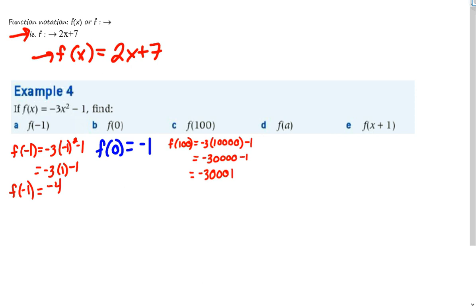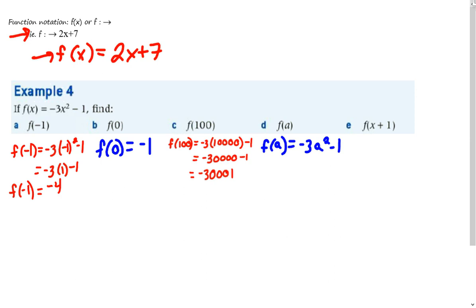Plugging in a, for that one, it's just like plugging in x. So f of a equals negative 3a squared minus 1, and you're done. That one's nice, short, sweet. So now I have a values instead of x's. That's it. It just interchanged the variable.